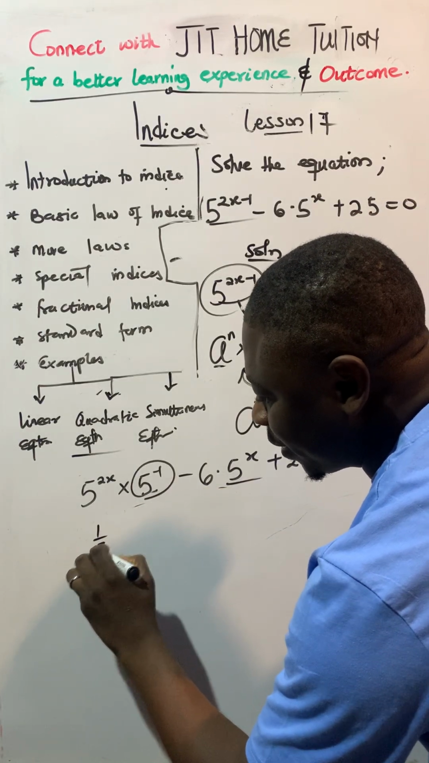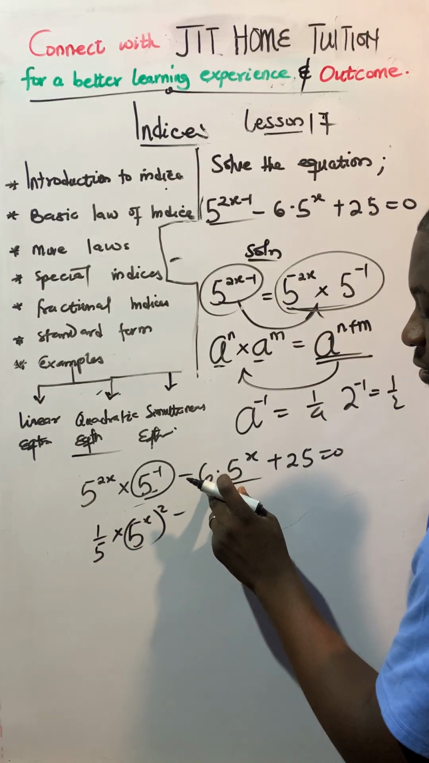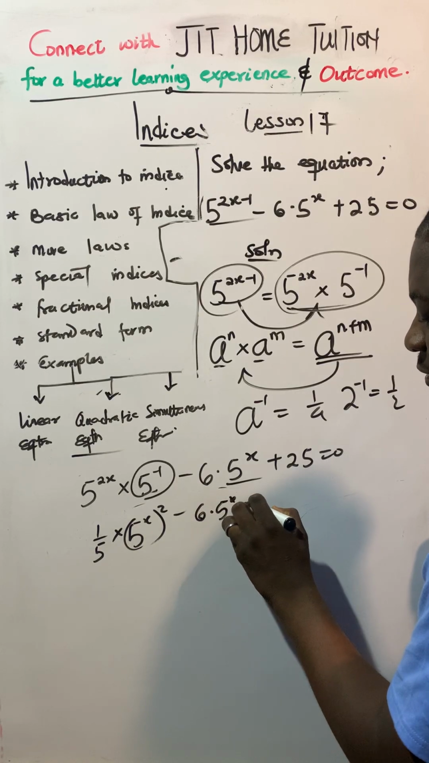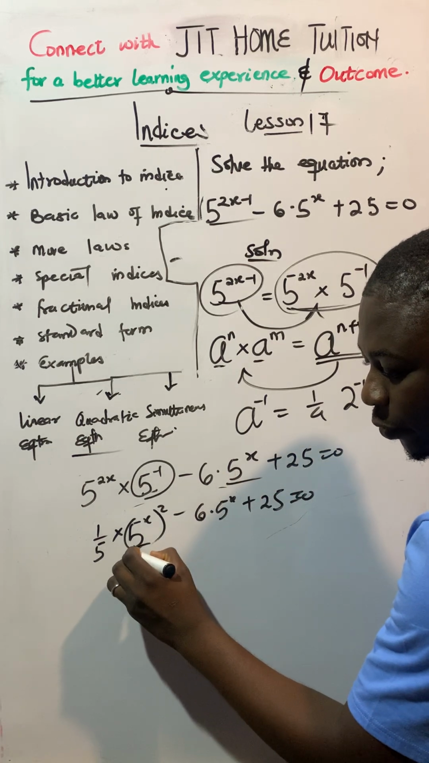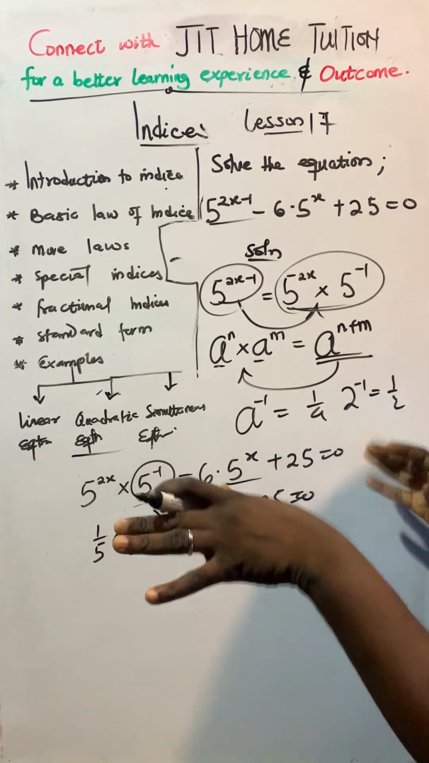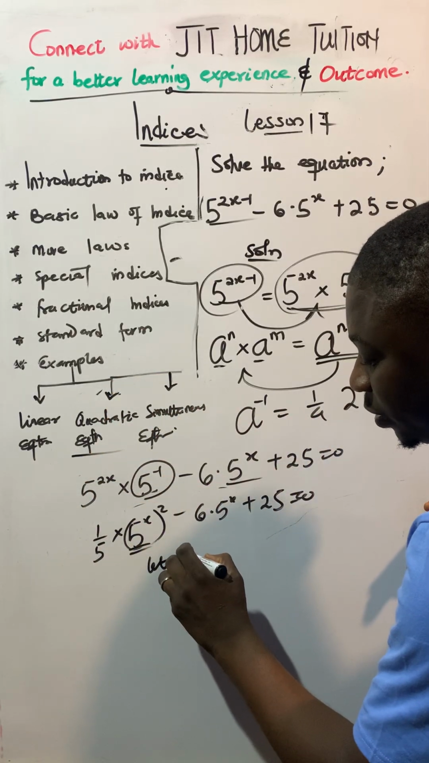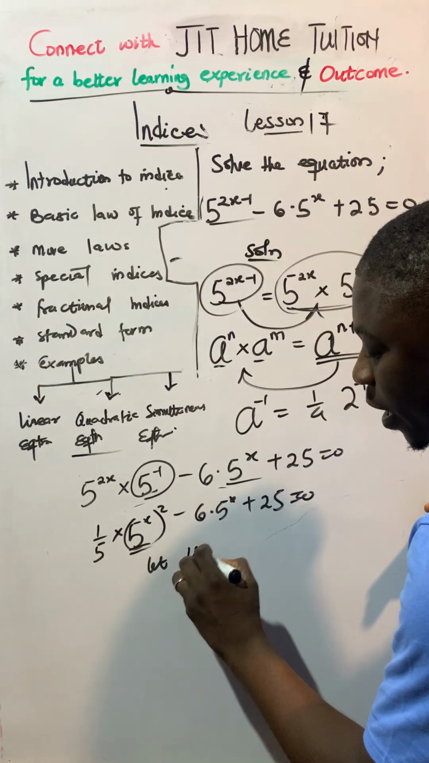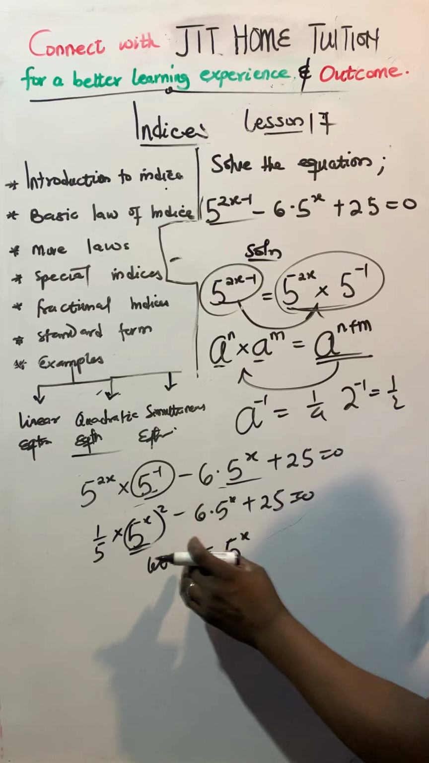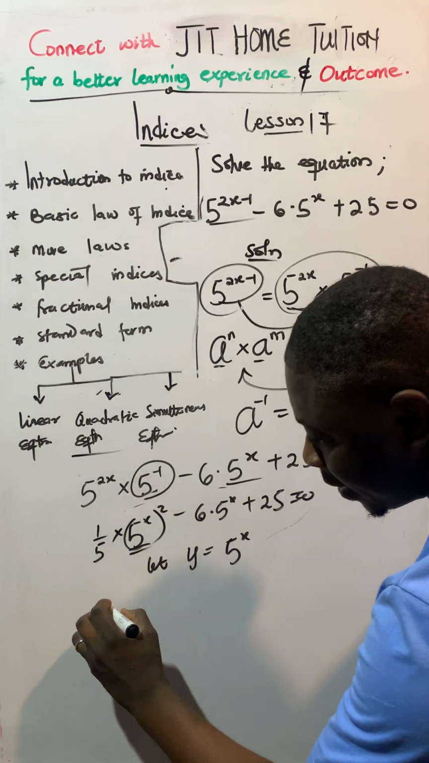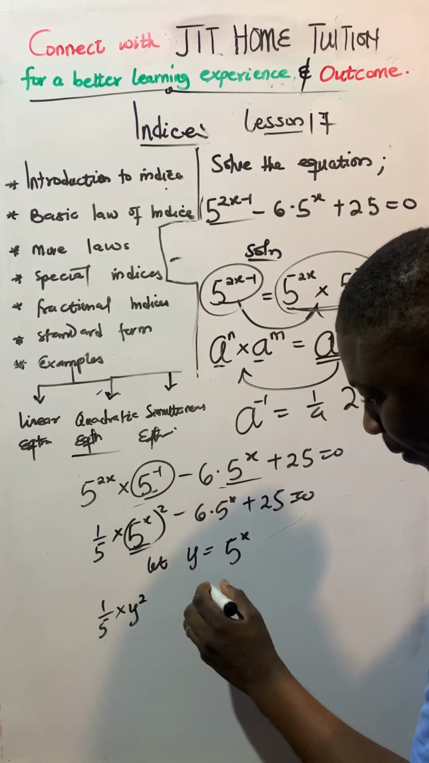You have 1 over 5 times 5 exponent x all squared, minus 6 multiplying this, x plus 25 equal to 0. Now what you're going to do is replace this one with whichever variable you want to let it represent. So let y be equal to 5 exponent x. Wherever you see 5 exponent x, you put y there, and that will give us 1 over 5 times y, but there's a square here, so y squared.